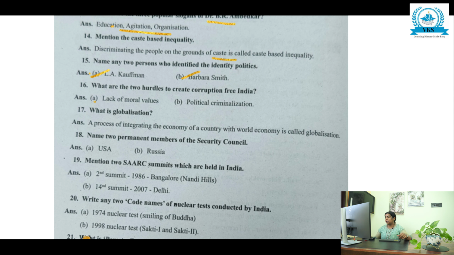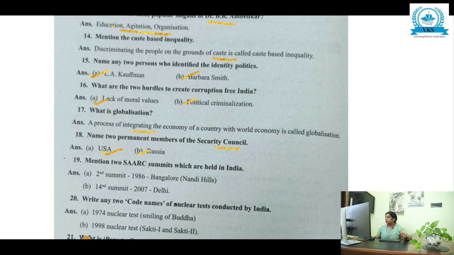What are the hurdles to create corruption-free India? Lack of moral values and political criminalization. What is globalization? A process of integrating the economy of a country with world economy is called as globalization. Name any two permanent members of Security Council, USA and Russia.